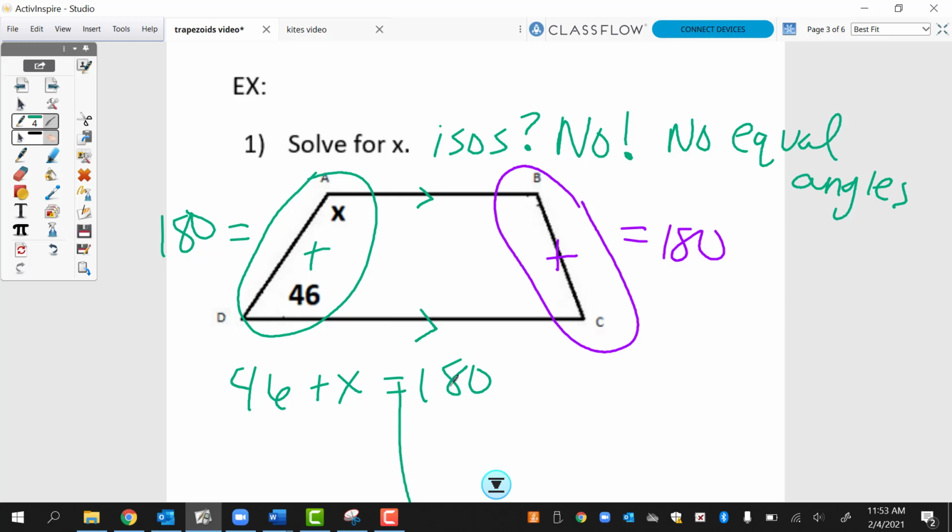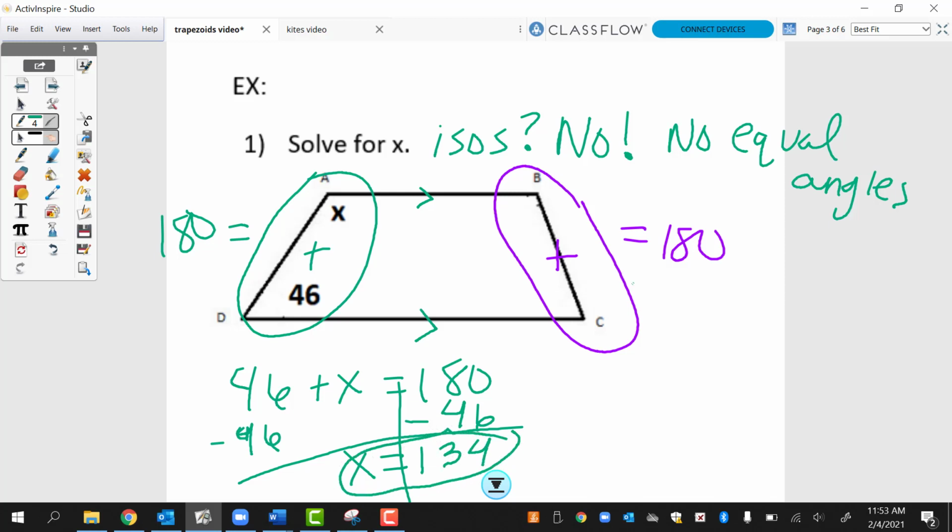So how do I solve this equation? I just minus 46, minus 46. And I get x equals what? 180 minus 46, you just type that in the calculator, and that's going to be 134. Okay? Easy, easy, easy.